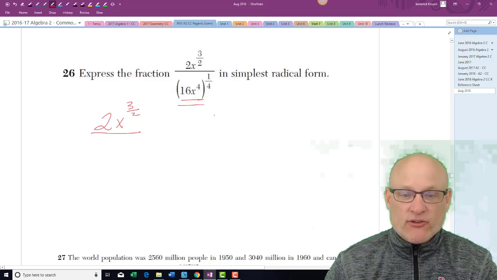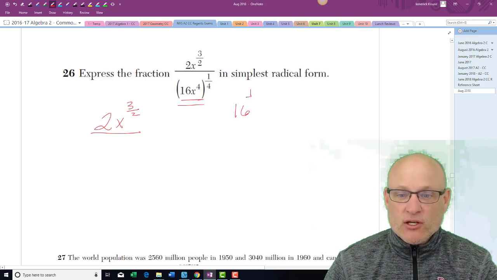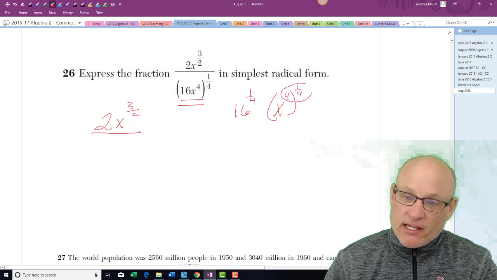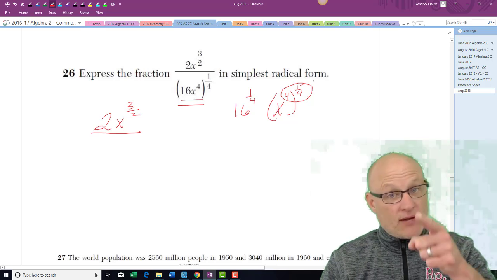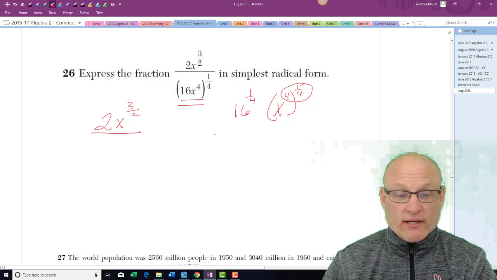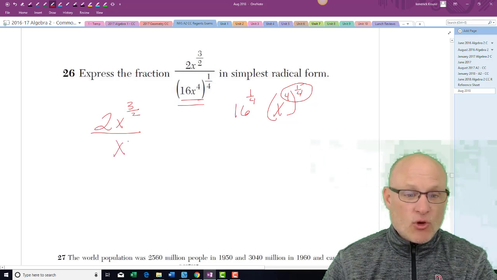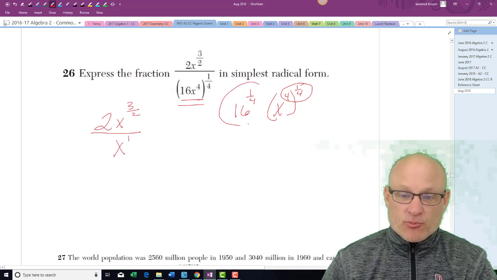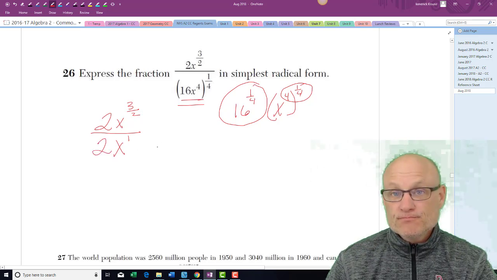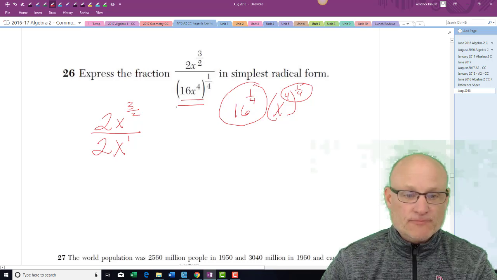And what this is, you got to know that this is 16 to the 1/4 power and x to the 4th to the 1/4 power. Now you have to remember, when you raise an exponent to an exponent, you have to multiply them. And 4 times 1/4 is just 1. So this becomes x to the 1. This you can just put in your calculator if you want to, but if you do, you'll just get 2. Put in your calculator, trust me, it's 2.